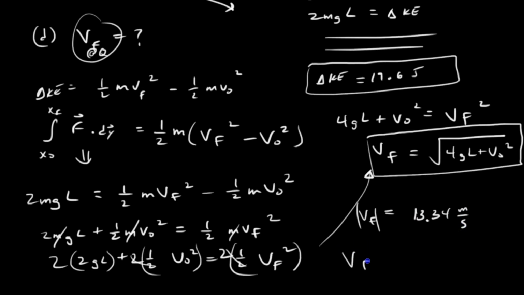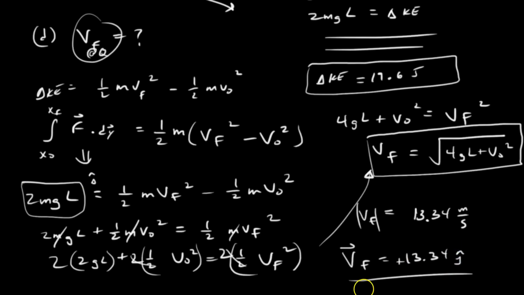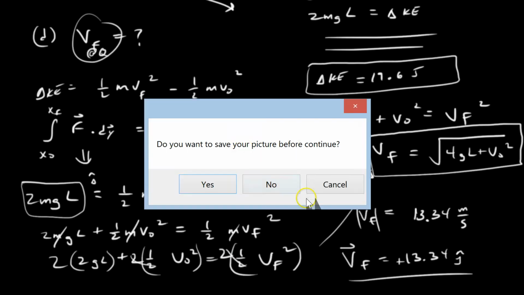But if we want vf as a vector, it's going to be equal to 13.34, and since this is in the j-hat direction, it's going to be 13.34 in the j-hat direction. So that was a basic problem, and now let's move on to the real stuff. Physics C.